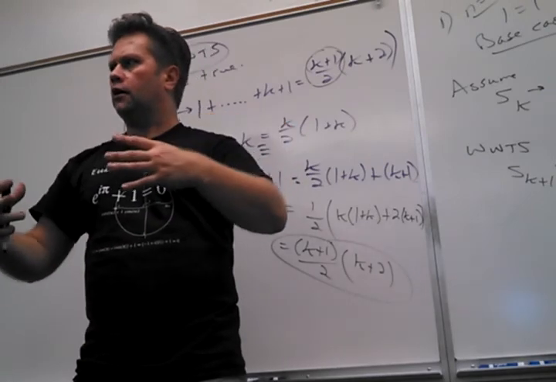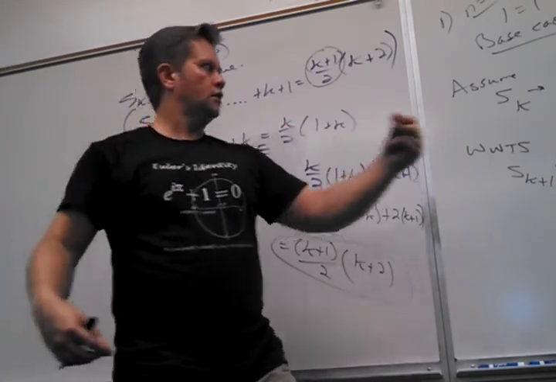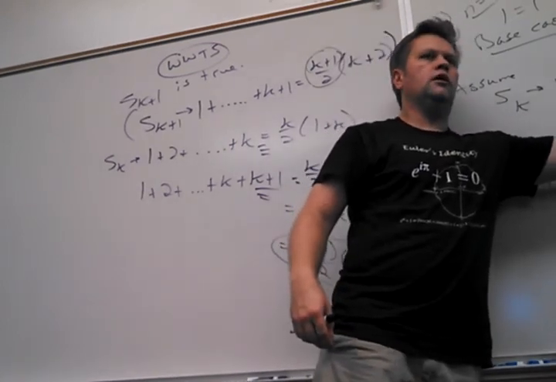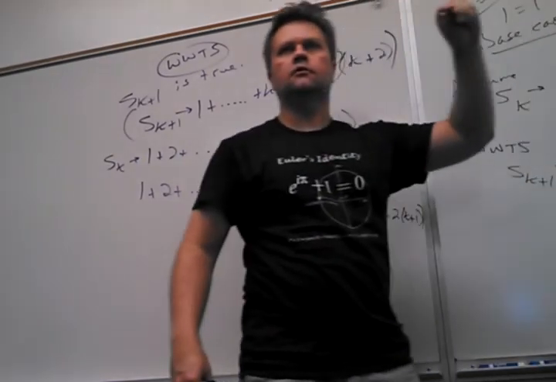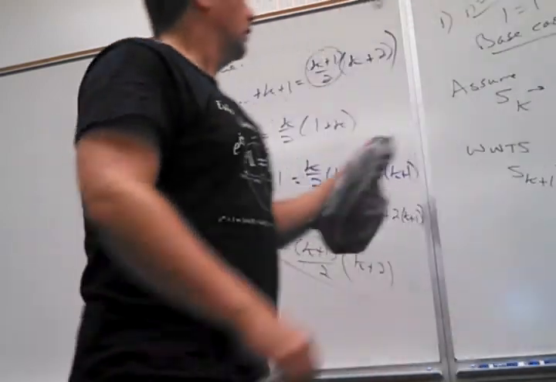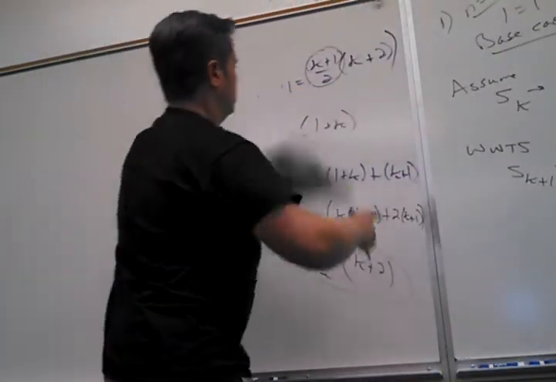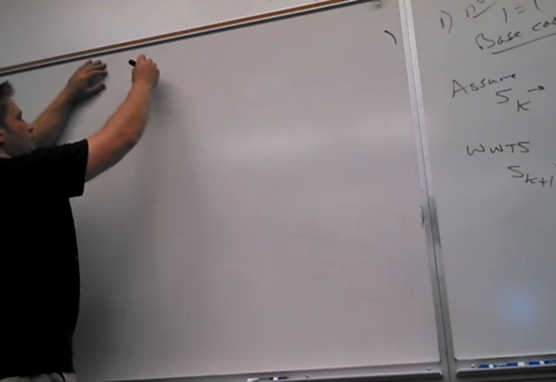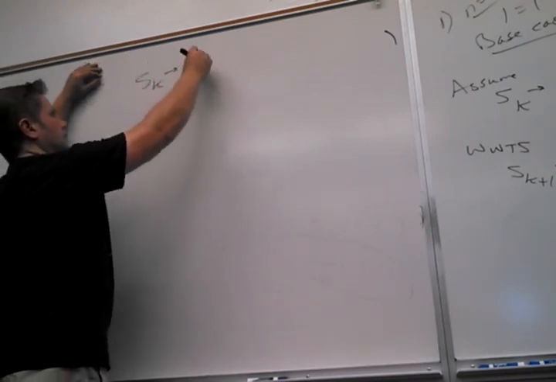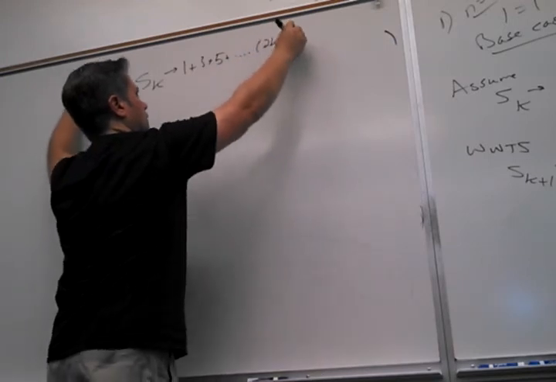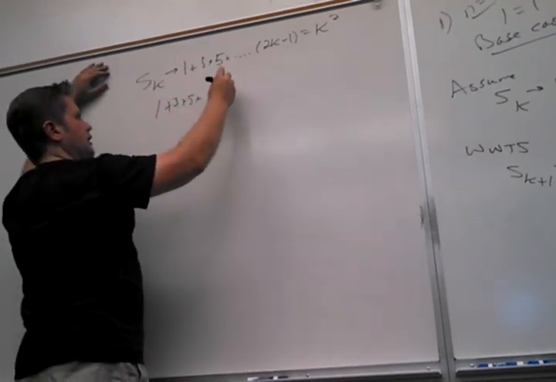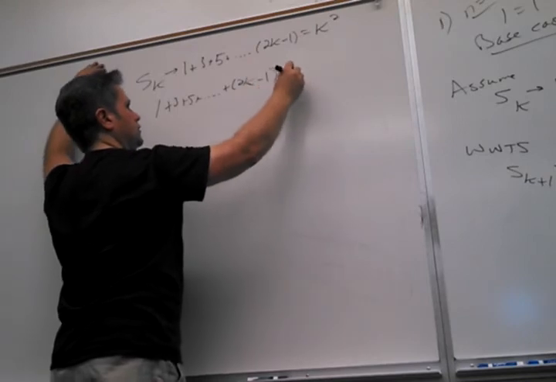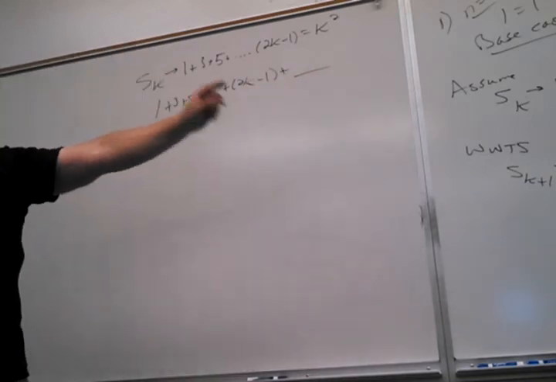You start to feel the rhythm here of how these things work. Next thing I'm going to do: I know this is true. I'm going to add what it needs to both sides and then show that that becomes this. That's pretty much almost always what we do. So if I start with what I know is true, and that's S of k, and I add what it needs, 1 plus 3 plus 5 plus... So what does this need here to make it the same as what I'm trying to show?